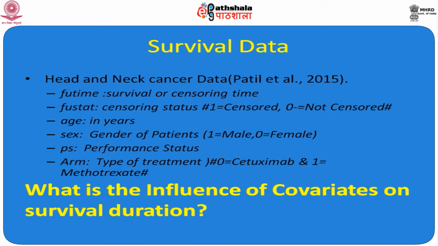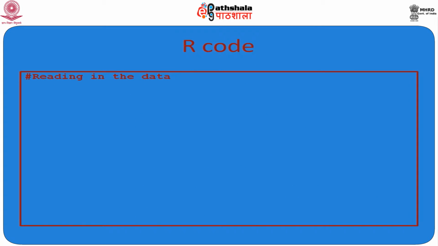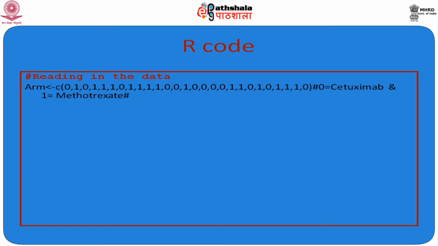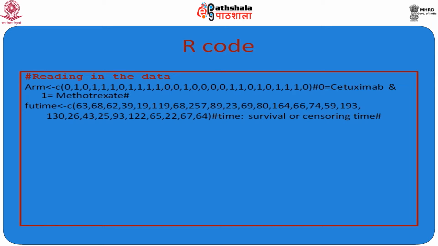Now, we formulate our objective: what is the influence of covariates on survival duration. So, our code to read the data: here we are calling R with arm, which represents that the first individual was treated with cetuximab, the second with methotrexate, the third again cetuximab, and the fourth, fifth, sixth patients treated with methotrexate, and so on. So which patient received which treatment is coded as 0 and 1 here. Coming to the second variable, FU time, the survival or censoring time observed for each patient is given here.